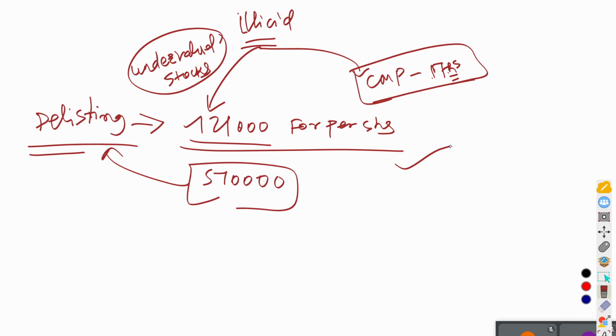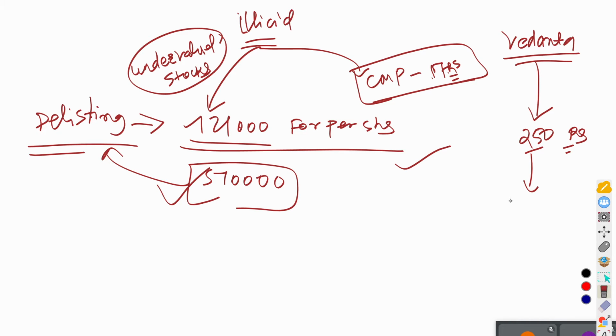So in this case you are seeing high value, right? Another example is Vedanta, which also wants to delist the securities. Vedanta's price is 250 rupees or so in the market, and the board announced the delisting process at 350 rupees per share. Again, it was at a premium, but the Vedanta shareholders are not ready to delist the securities. They did not agree with the board's decision, so they didn't participate.